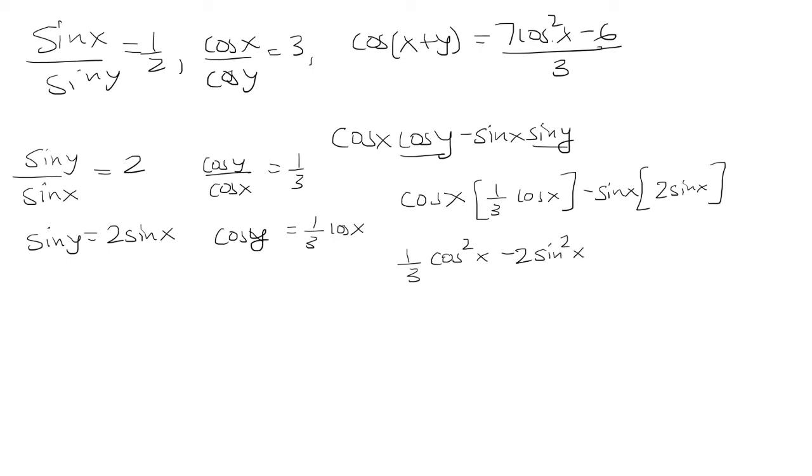Now notice our answer is in terms of cosine squared. So we better change sine squared in terms of cosine squared. So note, sine squared plus cosine squared is 1. So sine squared is 1 minus cosine squared. So we'll plug that in for sine squared.